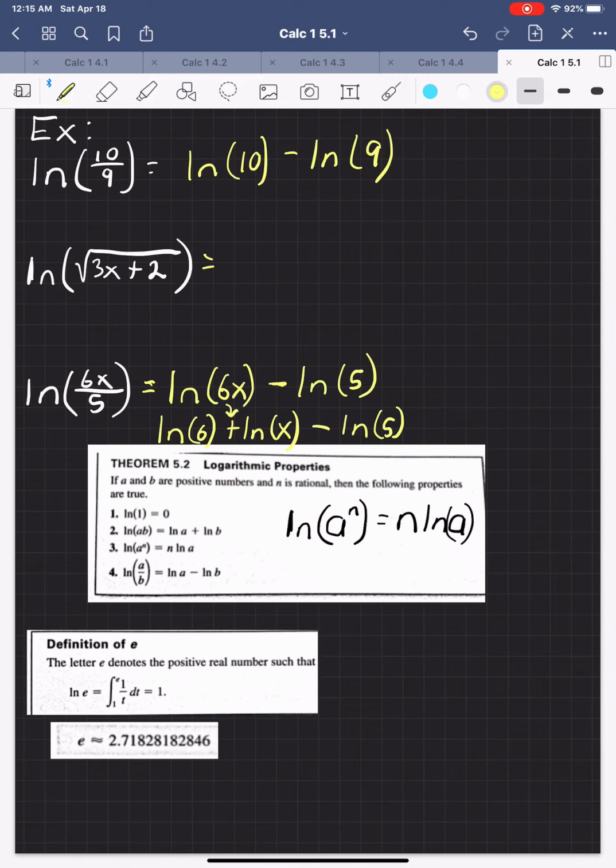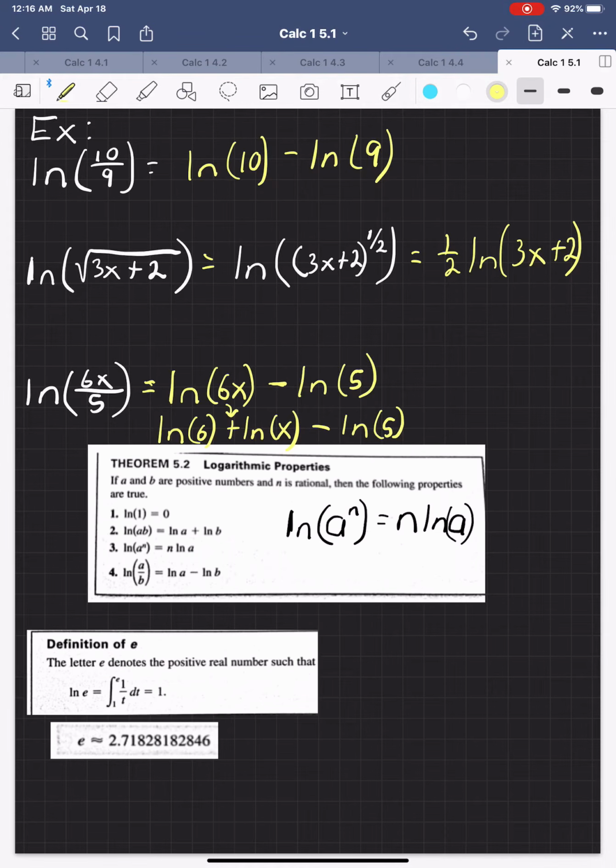Now this second one, the first thing we want to do is rewrite the ln without the radical. So we want to have 3x plus 2, and that's going to be to the power of 1/2. And now, since all we're trying to do is use our log properties, we're just going to take this 1/2 and bring it out front of the natural log, just like our property allows us to do. So that ends up being 1/2 ln of 3x plus 2.